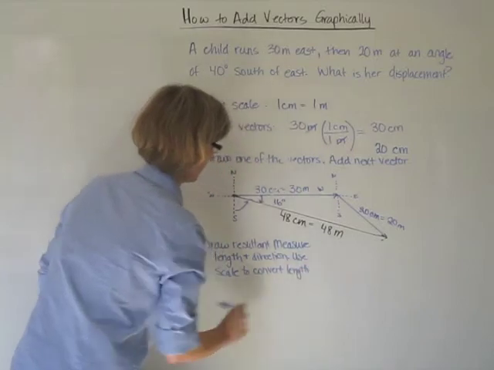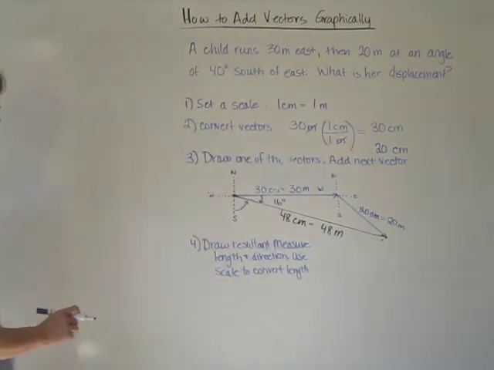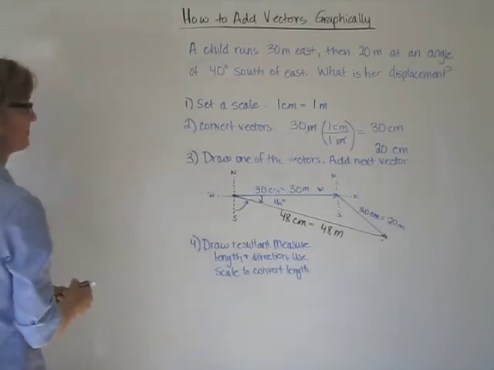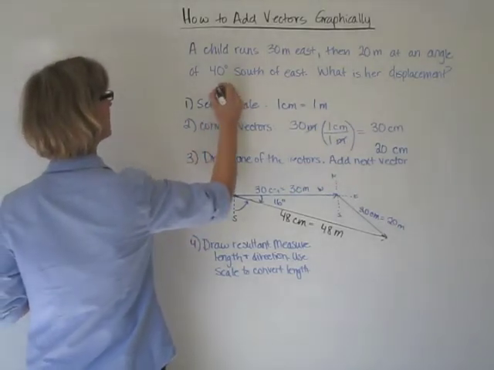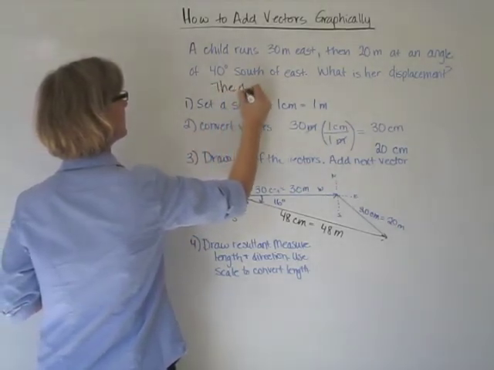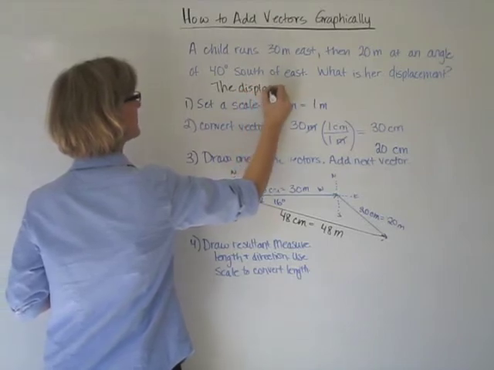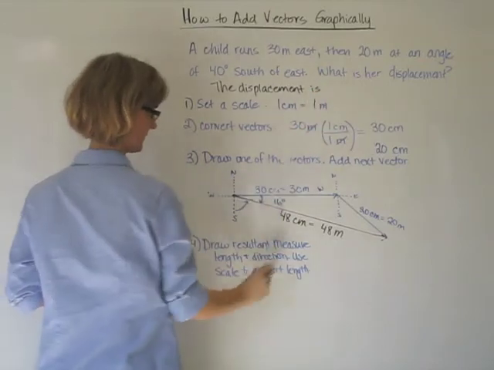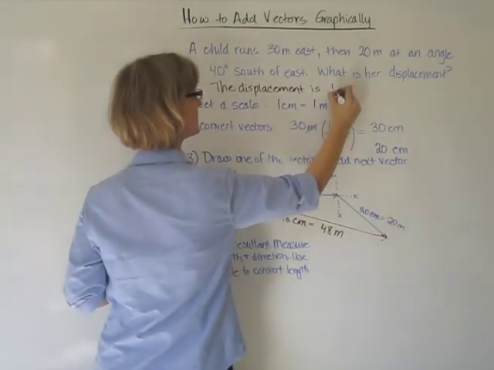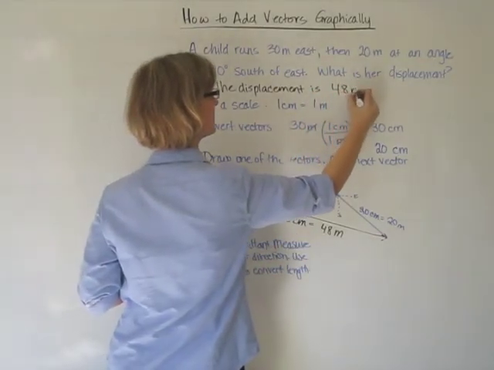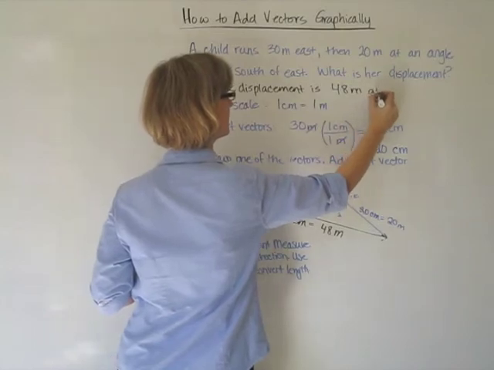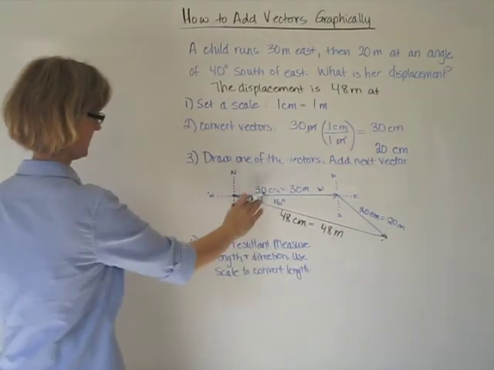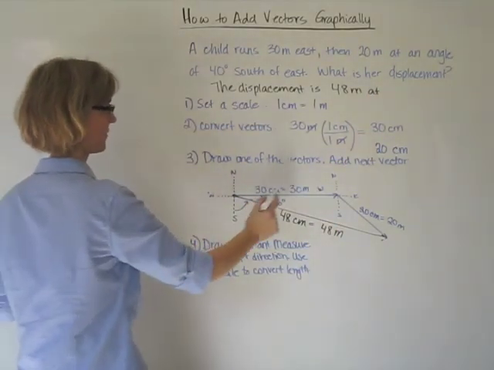Okay, so to state the result of our problem, I would say the child's displacement is 48 meters, and the direction was 16 degrees south of east.